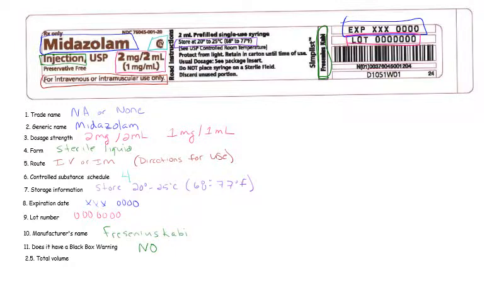And one last item that I forgot to mention earlier is that you need to know the total volume of the container, which is on this label right here. Total volume for this is 2 milliliters.